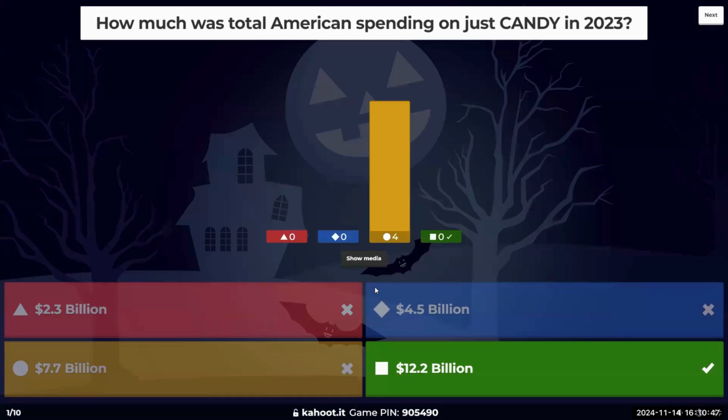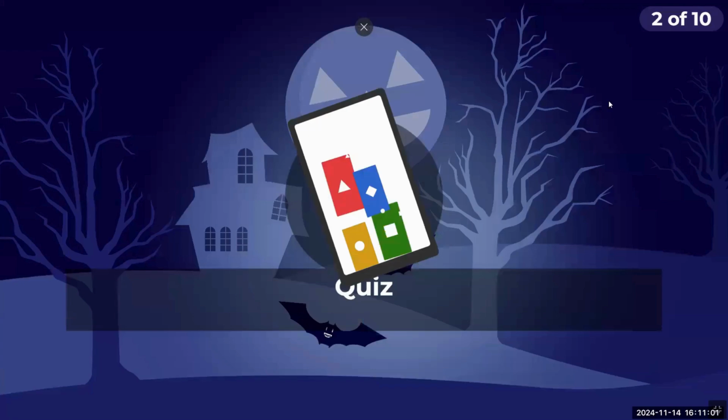And oh, you guys all went for the big number, which I like. I like where your head's at. We were at $7.7 billion spent on candy last year. Candy, that's incredible to me. All right, so let's see what we get next.